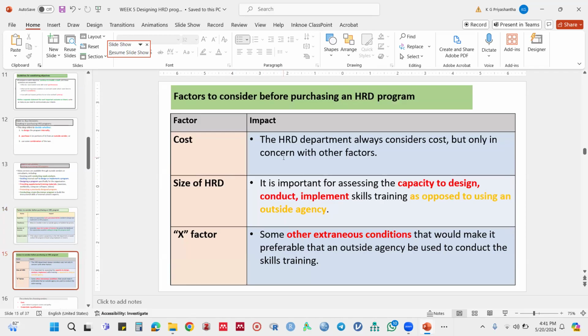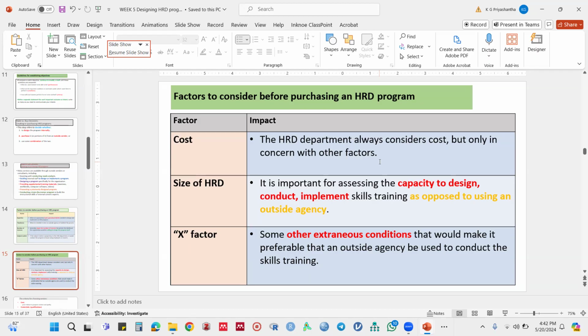Then cost. The HRD department always considers the cost, but only in concern with other factors. Right? So normally the HRD department is given an annual budget for training the employees at the budget preparation of the entire company. Top management decisions are made at these annual budget preparation meetings. Top management normally allocates a training budget for the HRD department. So they need to spend that budget, and using that allocation, simply HRD programs need to be designed, right?